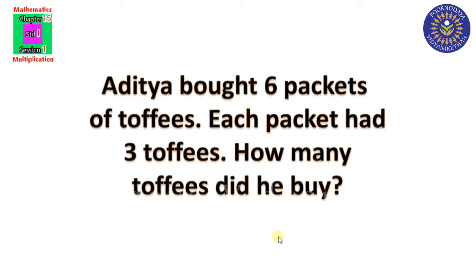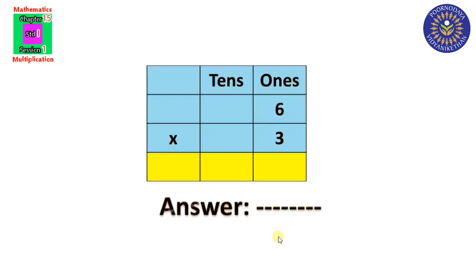Yes, there are 6 packets of 3 toffees. Clear? So, 6 groups of 3. Now, we have to arrange the numbers 6 and 3 in a table like this. In the table, there are 3 columns. The first one is for ones, then tens, and the last one is for the multiplication symbol, the into symbol. Okay. So, we have to write the numbers like this, 6 and 3.